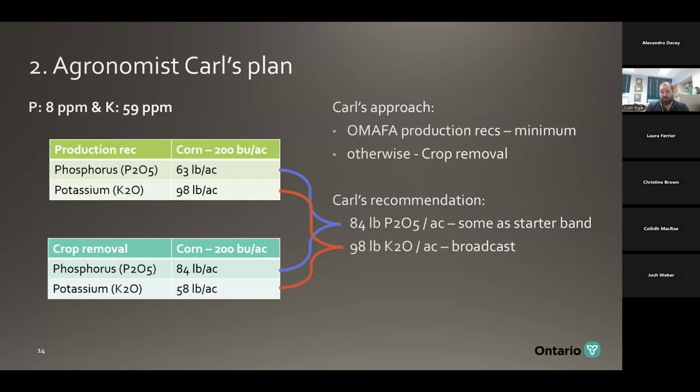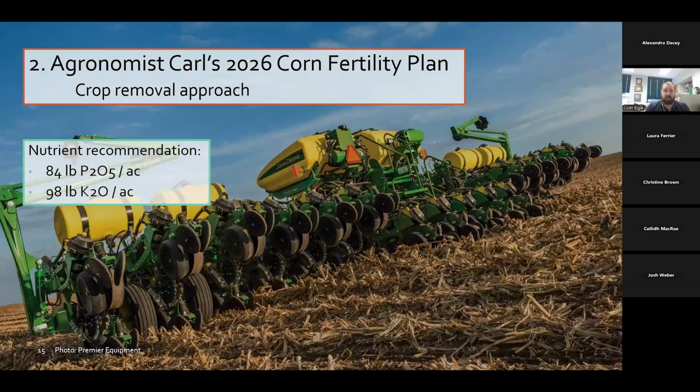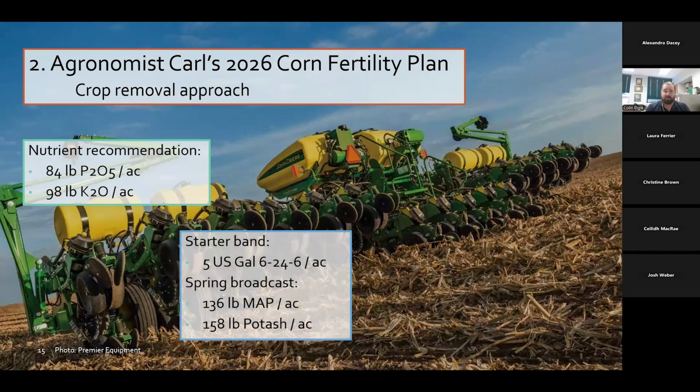And so Carl knows in general that with a low testing phosphorus, having some as a starter can really affect and improve the efficiency of that. The potassium, just for the interest of speeding up that approach, he's recommending a broadcast scenario. And so Carl's overall fertility plan, again, looking at 84 pounds of phosphorus and 98 pounds of potassium per acre.